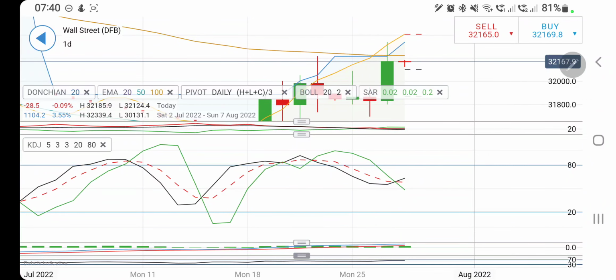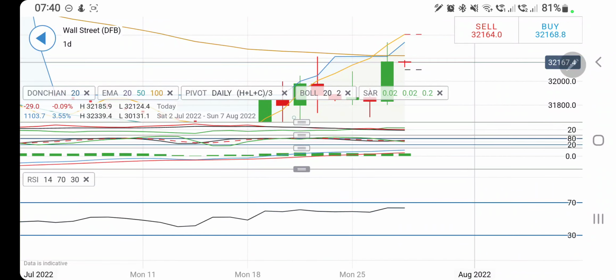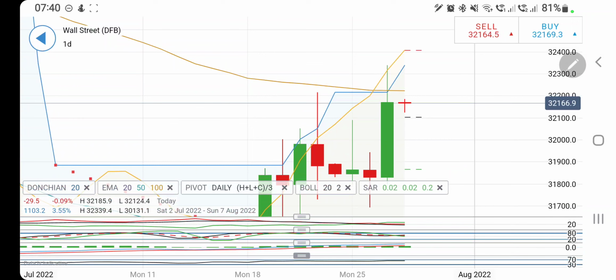Directional movement bullish, stochastic is looking upwards. The MACD is wide divergent and bullish, RSI near to top. Considering this, go long at 32,200, go short at 32,100. In between these 100 points, do not trade between 32,100 and 200.